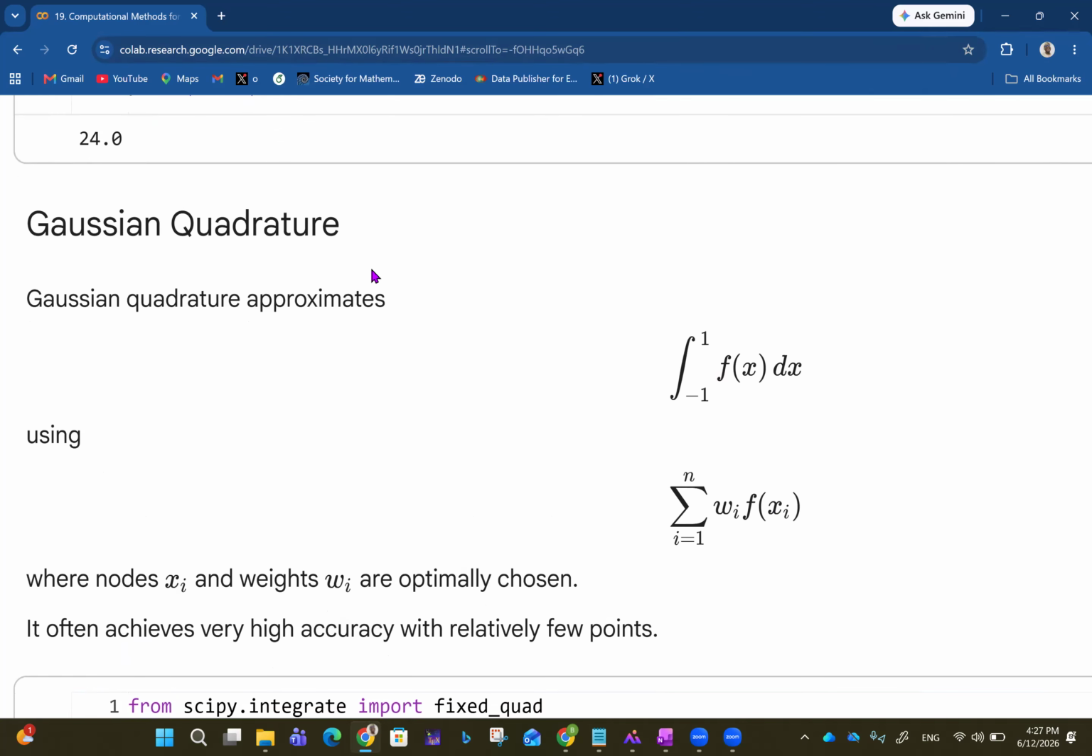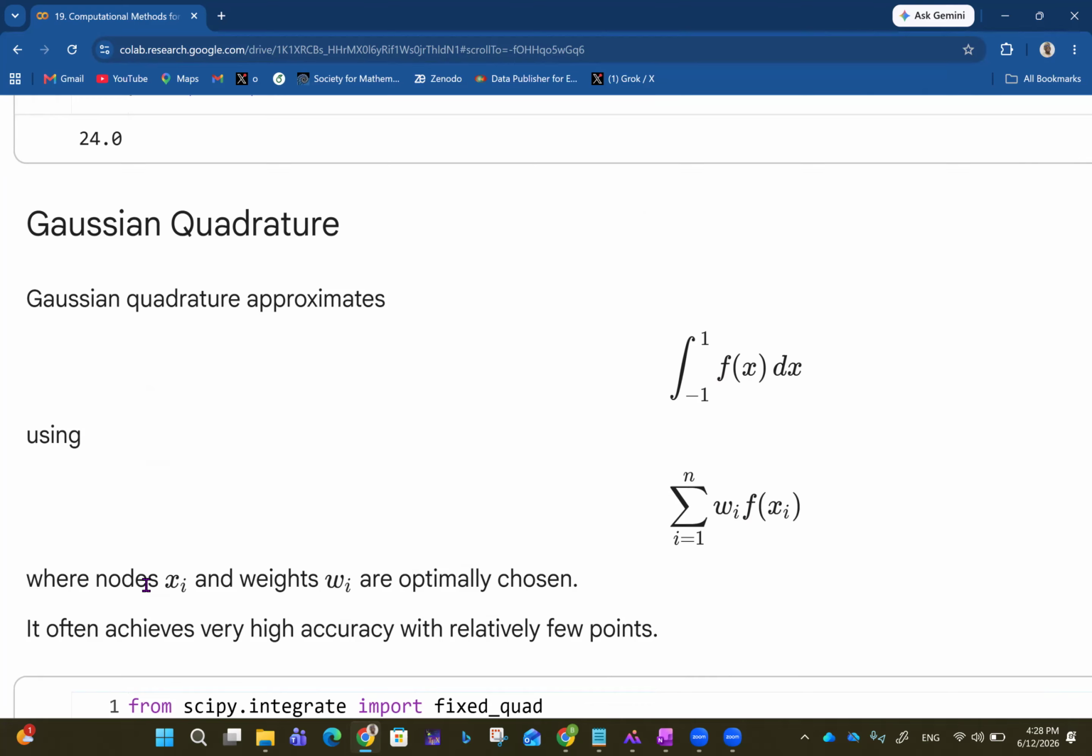Then we have Gaussian quadrature. So Gaussian quadrature approximates the integral from -1 to 1 of f of x dx using the summation from i equals 1 to n of w sub i times f of x sub i. By the way, for continuous variables the integral is used, but for discrete variables we use this summation. So integral and summation are technically the same, except that one works for discrete numbers, that is numbers that you can count separately, while the continuous integral works for continuous functions which you cannot count apart, maybe when you're dealing with decimals and things like that.